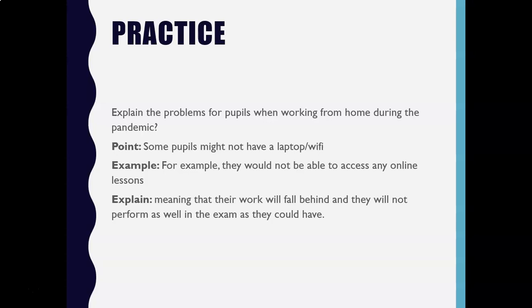Example of this. For example, like what's the example problem of this? For example, they would not be able to access any online learning. An explanation for this, so what's the impact of that on their performance development in school, would be meaning that their work will fall behind and they will not perform as well in the exam as they could have.